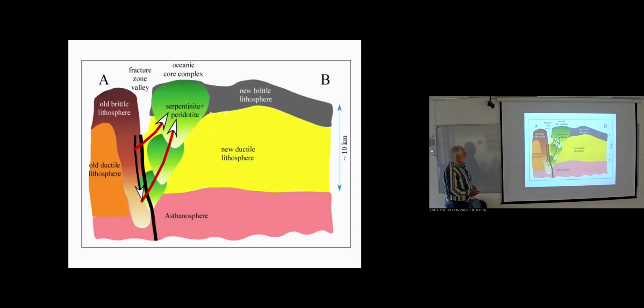Or a more beautiful picture that I made. Here you see the serpentinite going up along the fracture zone, the fracture zone near the transform fault. This is the old, this is the new.